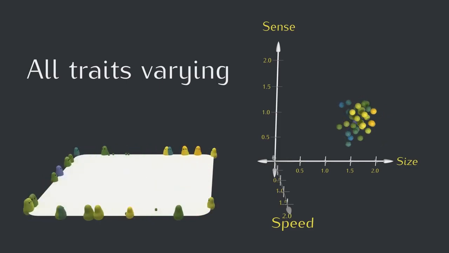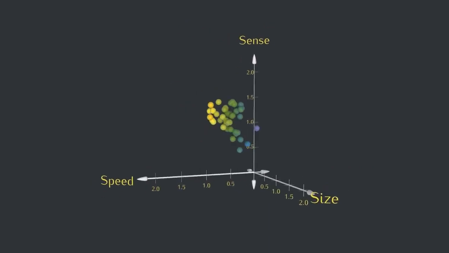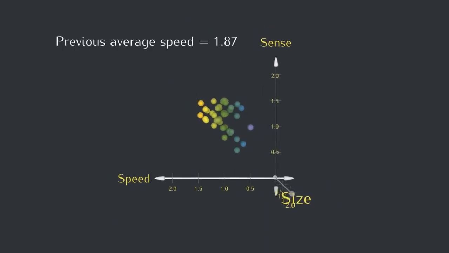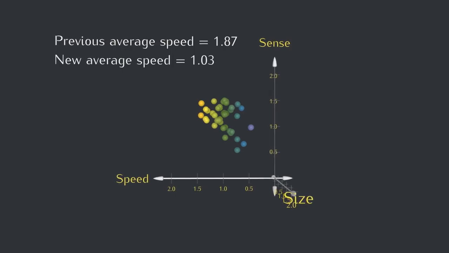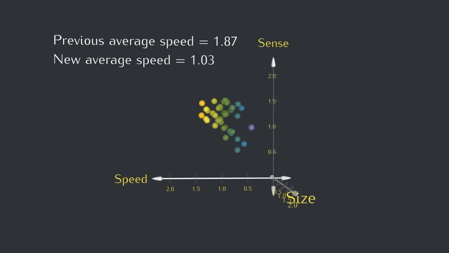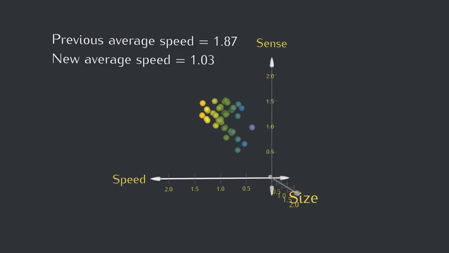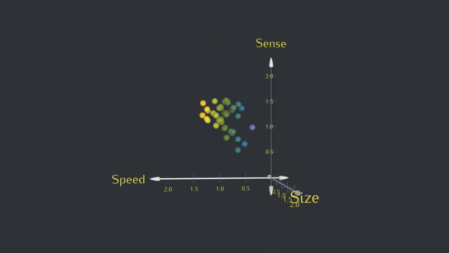So what can we say about the result? The first thing I notice is that the average speed is significantly different from what it was when only speed was allowed to vary, which is a little bit surprising because we didn't explicitly change anything about how speed works. But with sense and size able to vary, different creatures were able to appear. A creature's environment includes all the creatures around it, and for whatever reason, speed just wasn't as valuable this time around.